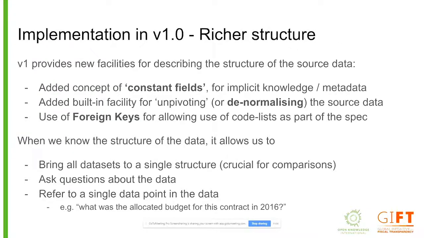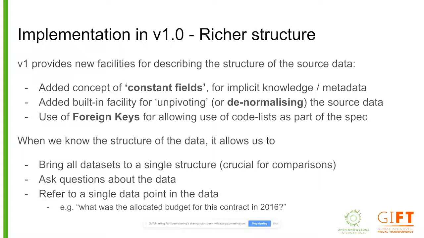So what are those features? For example, we now have new facilities for describing the structure of the source data. So we have the idea of constant fields that allow you to model implicit knowledge or metadata that is available in your fiscal data file. We have a feature for unpivoting or denormalizing the source data. And by using foreign keys, we were able to link different files together, which allows for the use of code lists, for example, that some governments include in their budget files. And those are now part of the specifications.